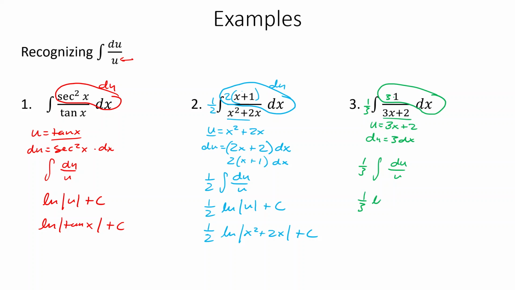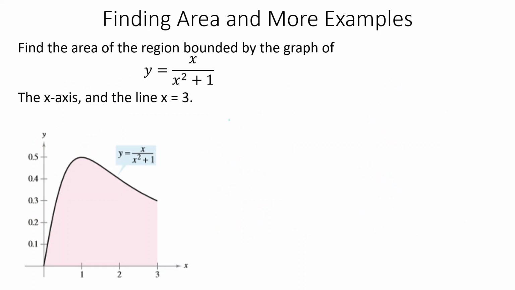So we get 1/3 the natural log of the absolute value of u plus c, or 1/3 the natural log of the absolute value of 3x plus 2 plus c. And there's our answer. All right, not so bad, right? I hope. All right, we can again continue to do this with definite integrals and finding area and that sort of stuff.